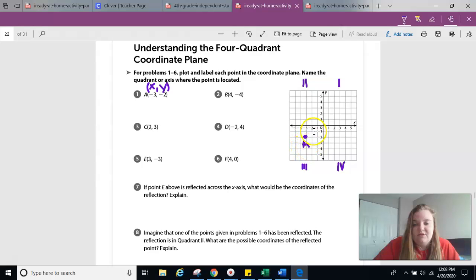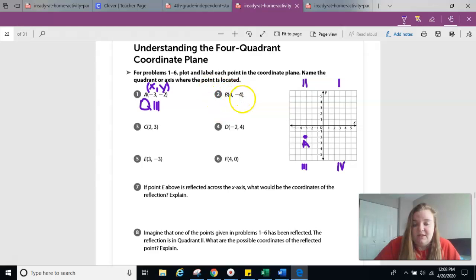Not super great for having this pin, but it works. Okay, so we did this one. Which quadrant is this in? Well, we see right here it's in quadrant 3. So, to save time, I'm going to write a Q and then 3.